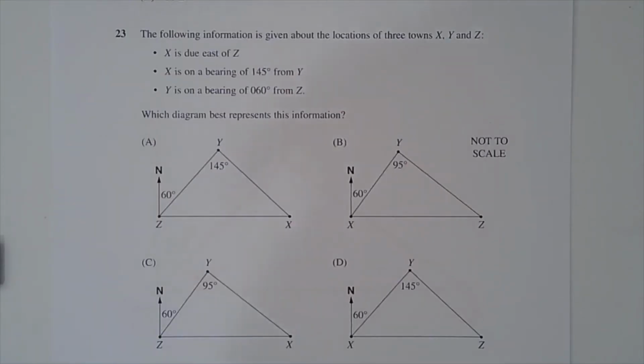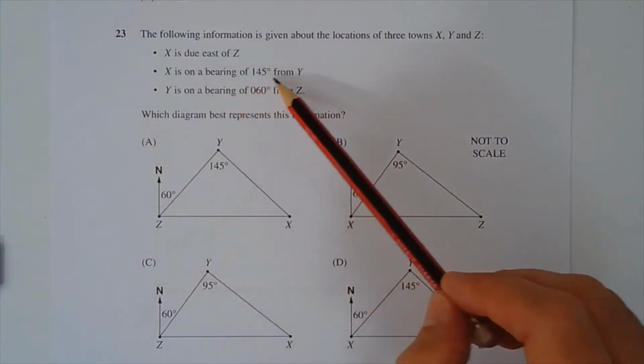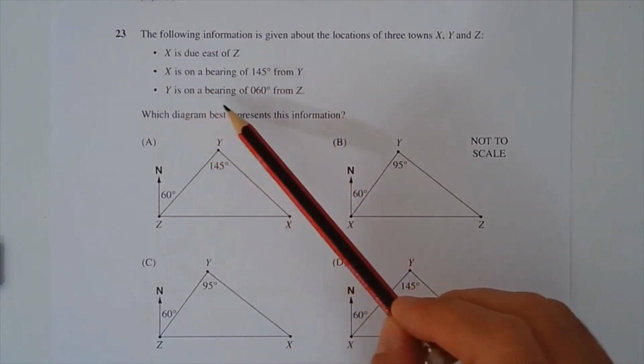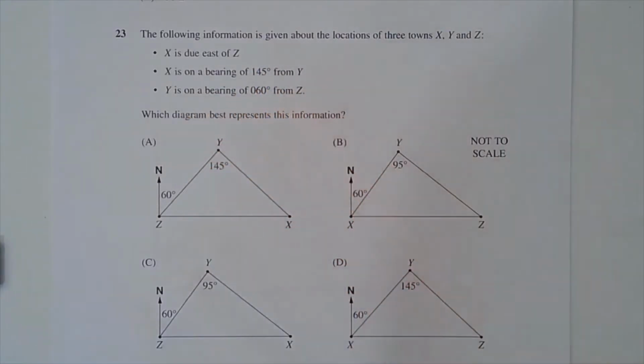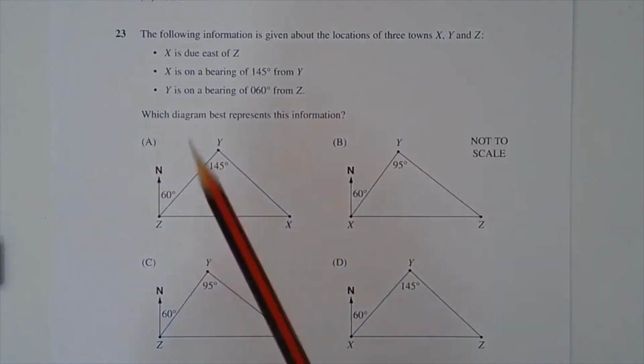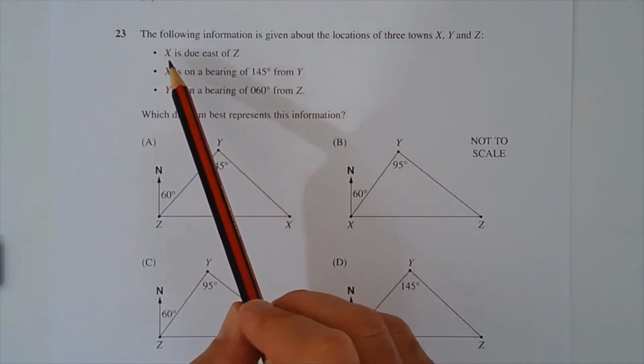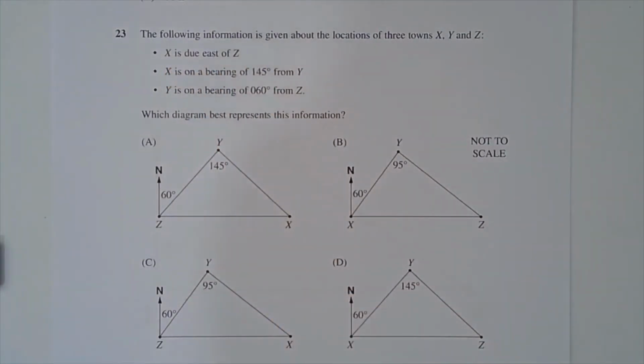Question 23. The following information is given about the locations of three towns, X, Y, and Z. X is due east of Z. X is on a bearing of 145 degrees from Y, and Y is on a bearing of 060 degrees from Z. Which diagram best represents this information? Now, the first point, X is due east of Z, implies that X is situated to the right-hand side of Z. So it's either options A or C, since X is on the right-hand side of Z.